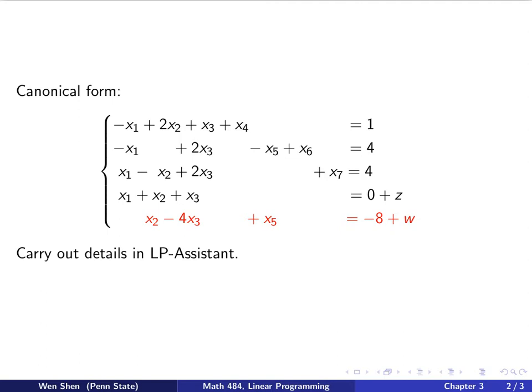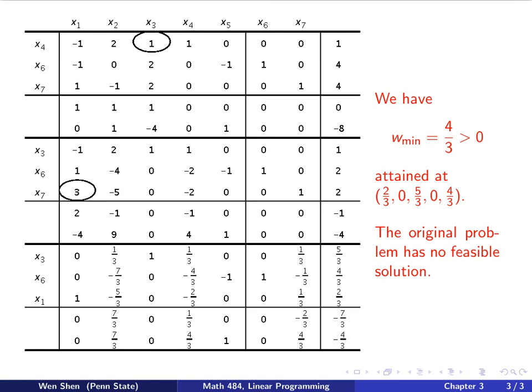The rest can be carried out in LP Assistant. I have made a separate video to show you how to set this up in LP Assistant, and how to set up artificial variables only for some of the constraints, not for all. So make sure to take a look at that. Okay, there's some surprise in store in this example for us beyond that.